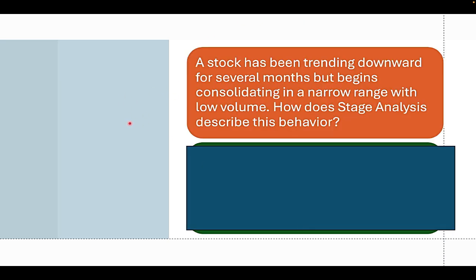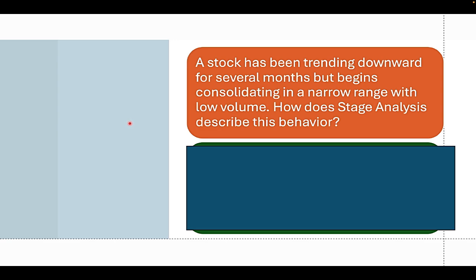Let's go through the next question. The stock has been trending downward for several months but begins consolidating in a narrow range with low volume. If a stock is in a downtrend and then for several months it is consolidating in a narrow range with low volume, there are not many sellers and not many buyers. So it's a consolidation after a long downtrend.